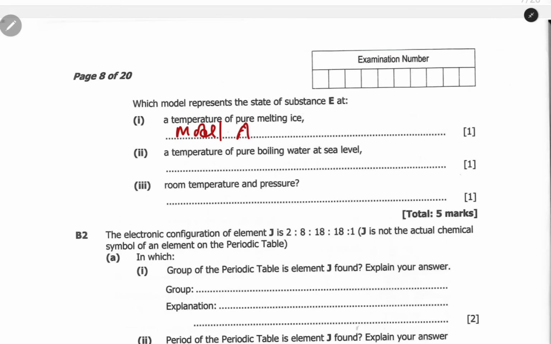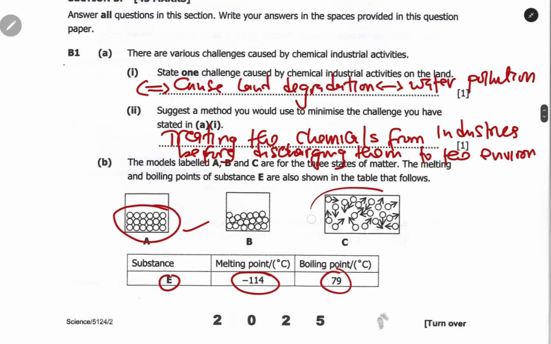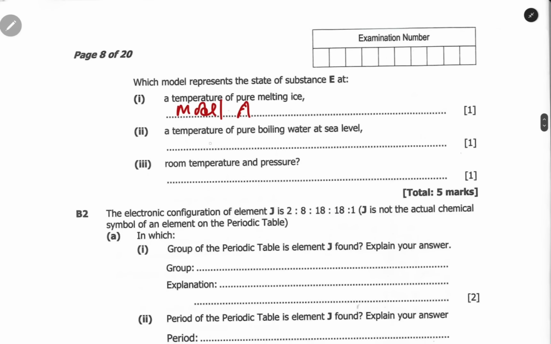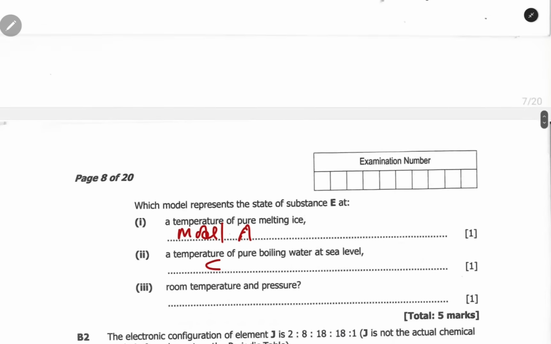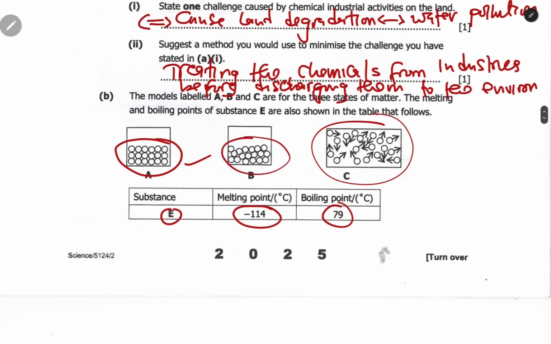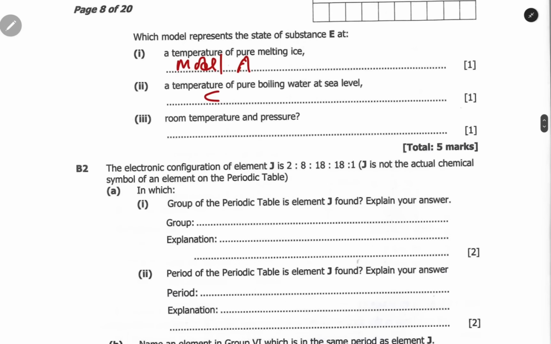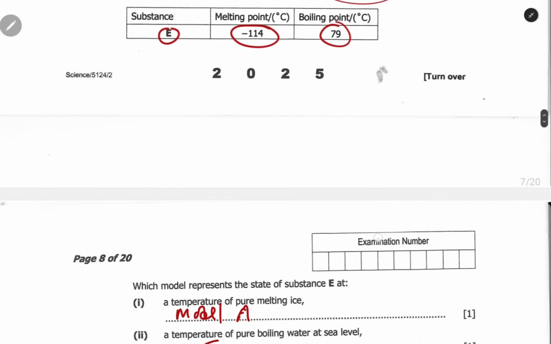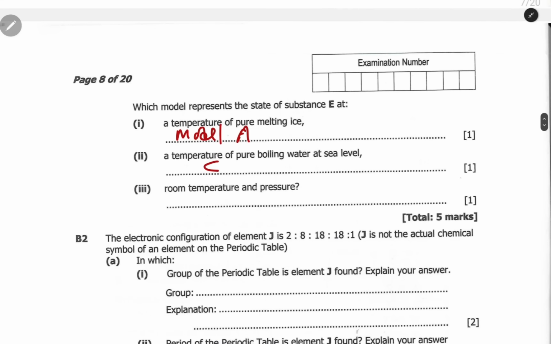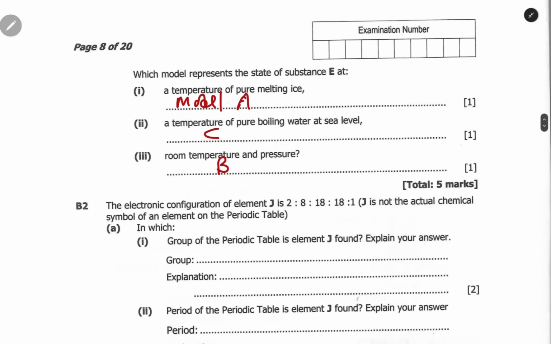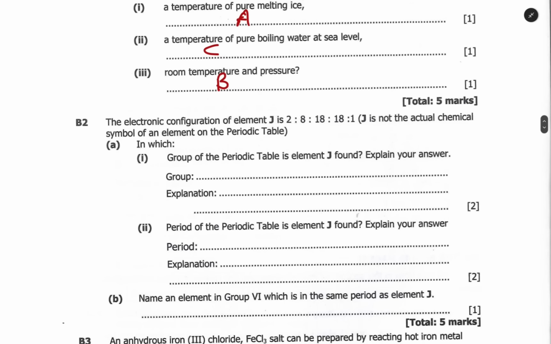Then the temperature of pure boiling water at sea level. Boiling water, you expect it to be in gas form. So that is C. Then room temperature, you expect to find it in liquid state. So that is B. I guess up to this point we are together. Here I can just put A, because it's already stated which model represents the state of substance E. Let us go to question B2.